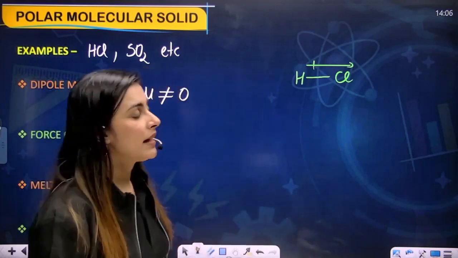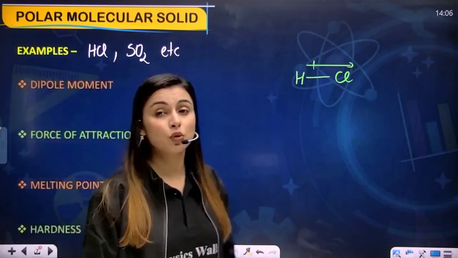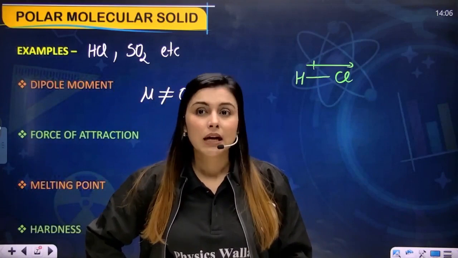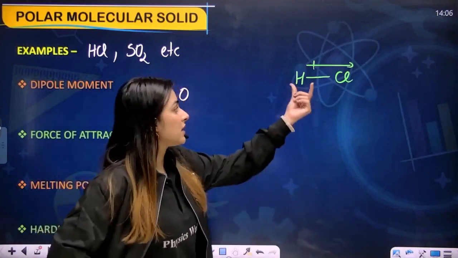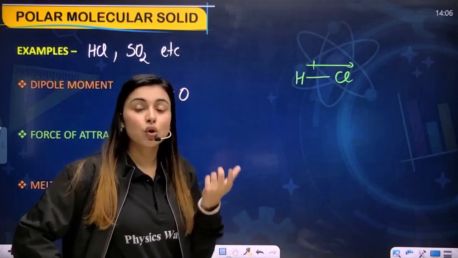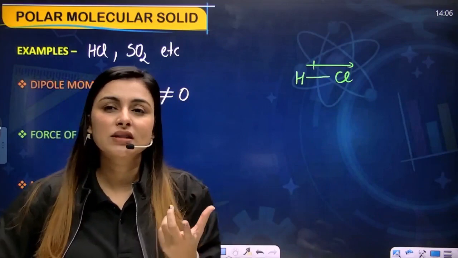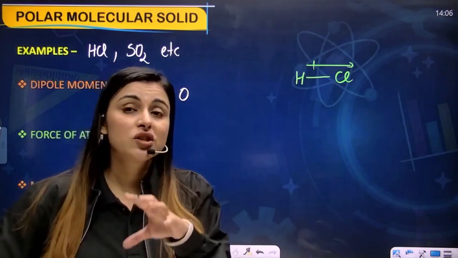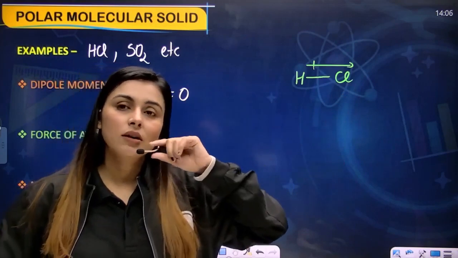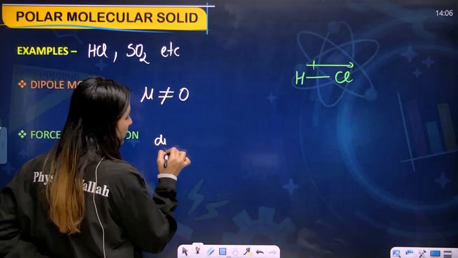The next question asked is: okay, fine, it is a polar molecule, now tell us what the force of interaction is. Now, my dear students, since you have HCl, a dipole is involved. So here the interactions are dipole-dipole interactions, which are stronger than the London forces. So can I say that the interaction here is dipole-dipole interaction?